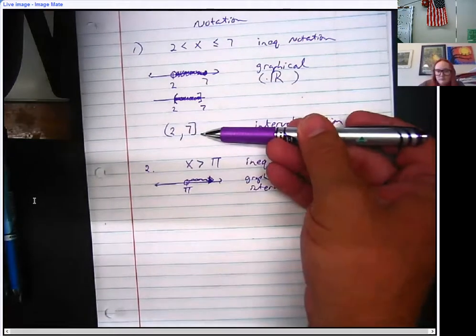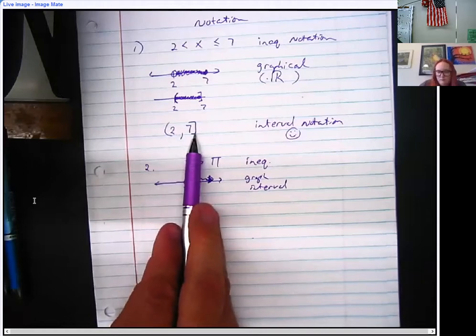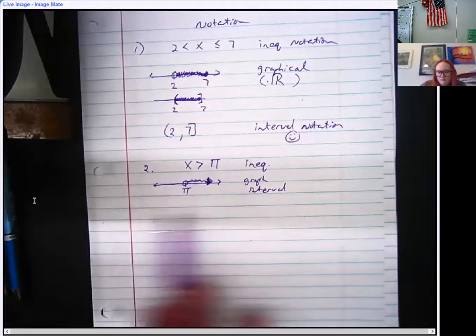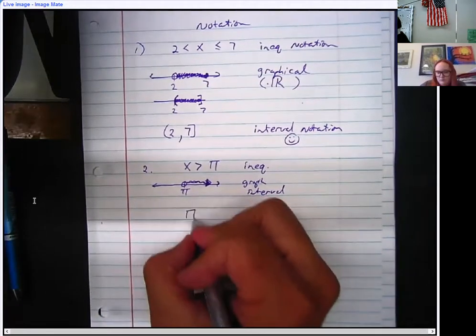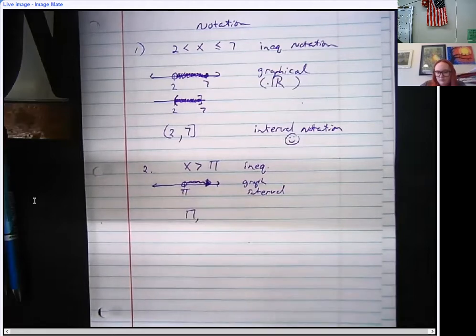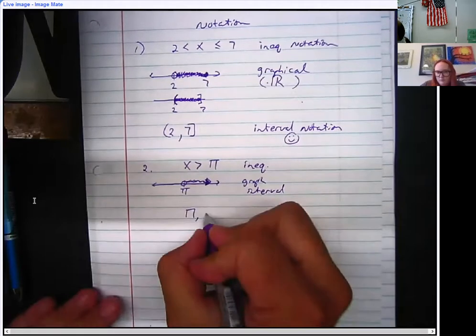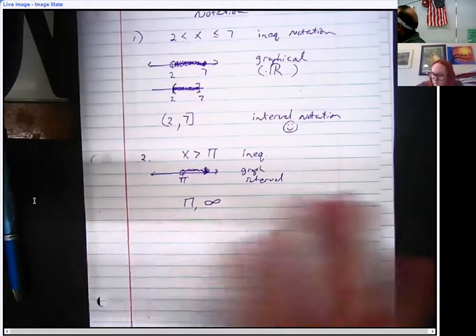So how the heck do you do this then? Because you have to do something to say where the story began and where it ended. So how are you going to do that? Where does the story begin from left to right? It starts at pi. Where does the story end? At infinity.